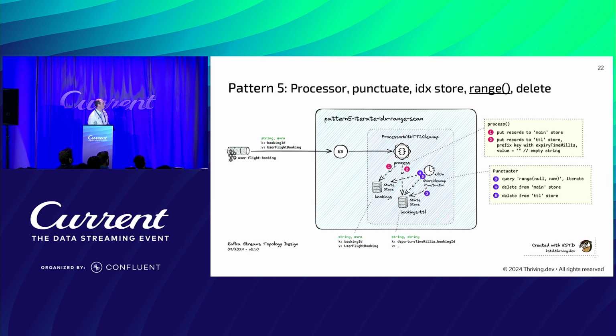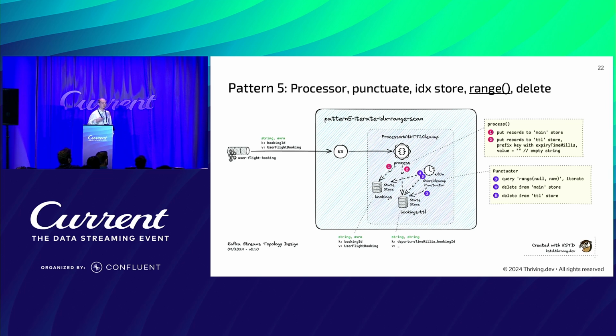Here it's about bookings of flights. So we just store key value as it comes in. But in addition, we also calculate our TTL timestamp, and then we use a second store called bookings TTL, which is a very lightweight store where we use a trick to prefix our actual key with a timestamp. Having done that, in the punctuator we do not read from the booking state store, but we read this TTL state store and iterate.